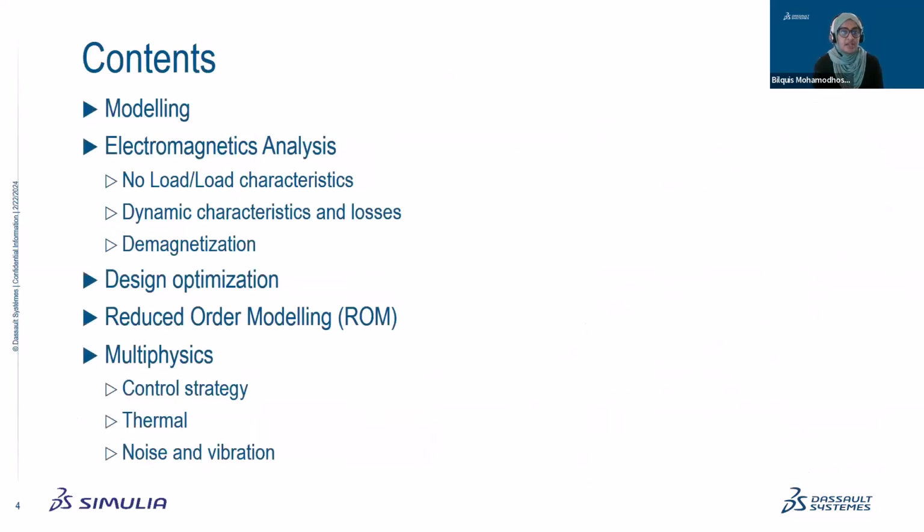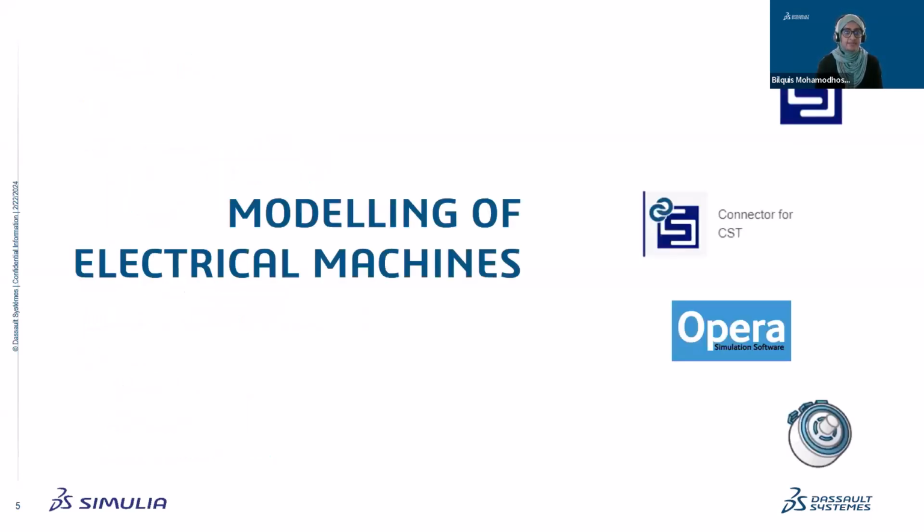So just a brief overview of what we'll be going through during this presentation. First of all, the modeling, and then a deeper dive into the electromagnetic analysis and the related KPIs. And then we'll go through the design optimization, reduced order modeling, and then briefly touch on the multiphysics aspect.